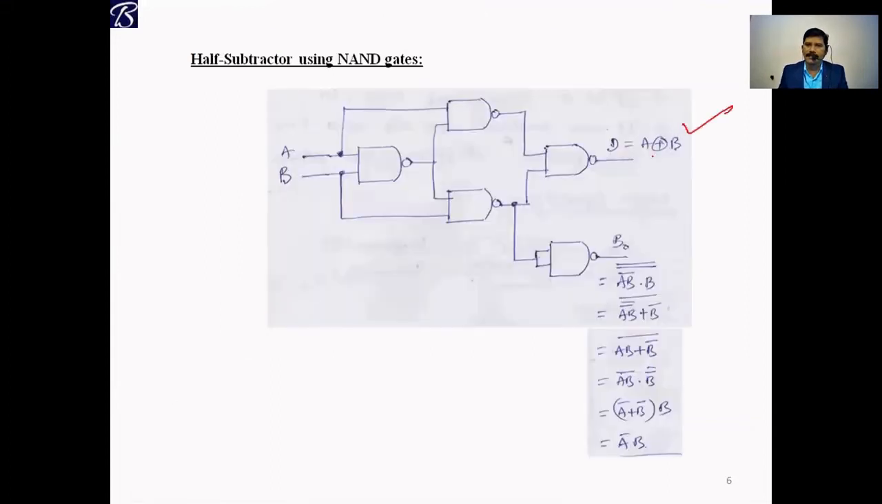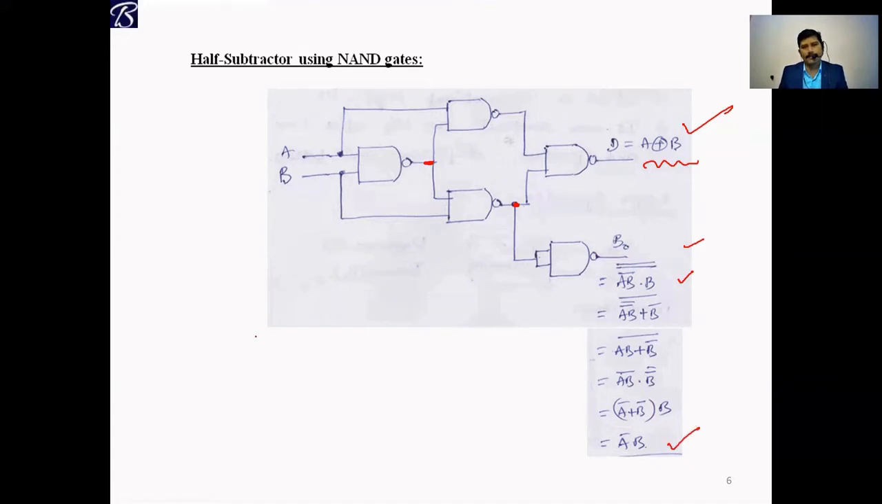See here, the difference is A XOR B. Only 4 NAND gates are required. So instead of taking the output here, you now take it here, and you will get the half subtractor with a NAND gate. See, the output here is this already. Here it is A B bar into B whole bar. If you take the bar once again, you will get this one. And going on with simplification, you will finally get A bar B.